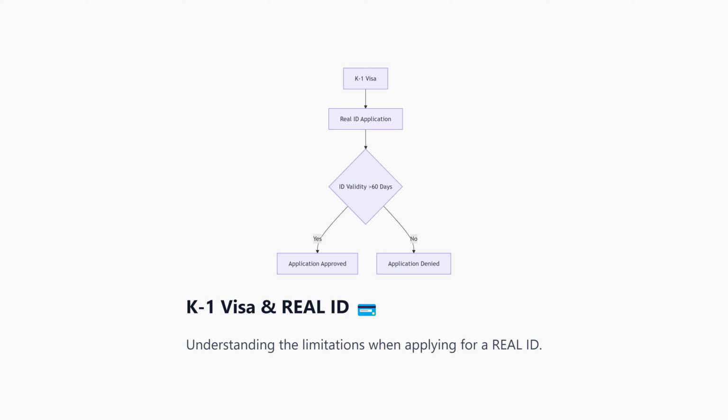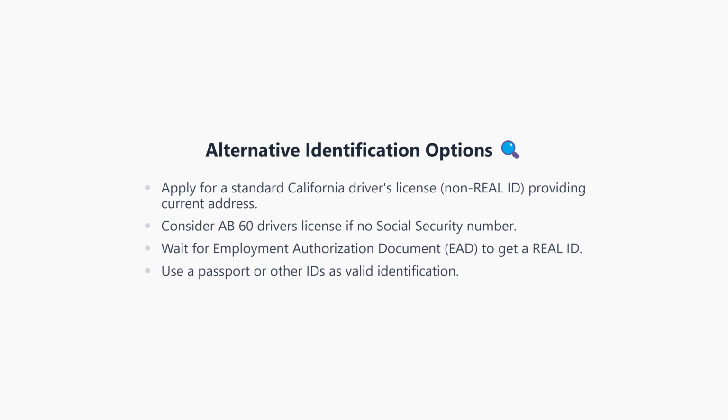Now, let's start by understanding the relationship between holding a K-1 visa and applying for a Real ID in California. The DMV requires identification documents to be valid for more than 60 days at the application date. Since K-1 visas come with expiration dates, applying before expiration might result in a denial, as seen in the example discussed. During the period when a Real ID is unattainable, there are alternative identification options available to you.